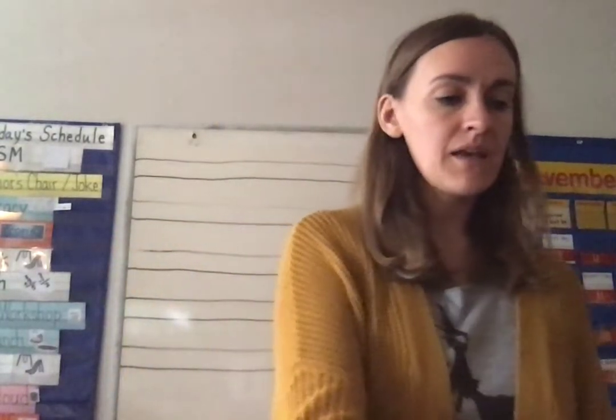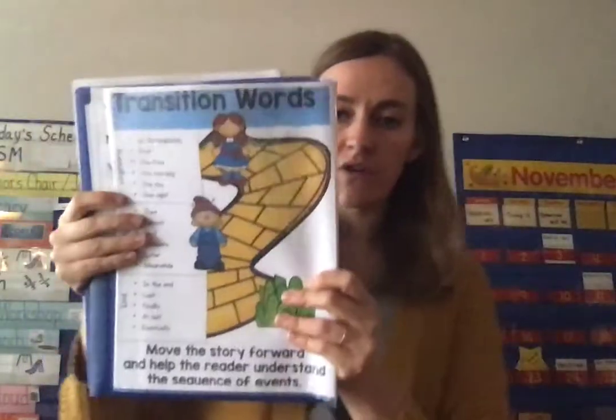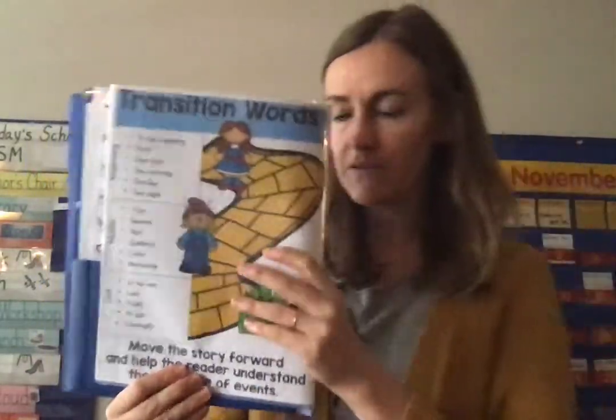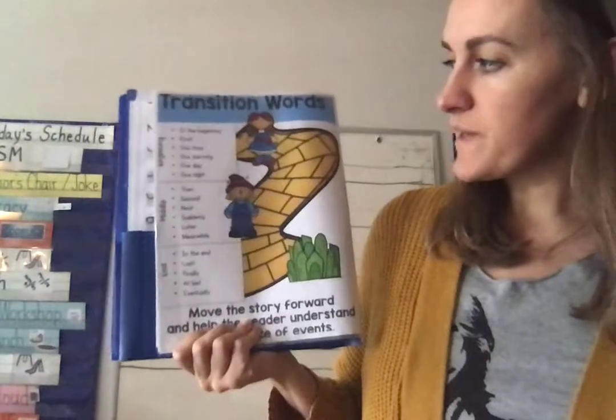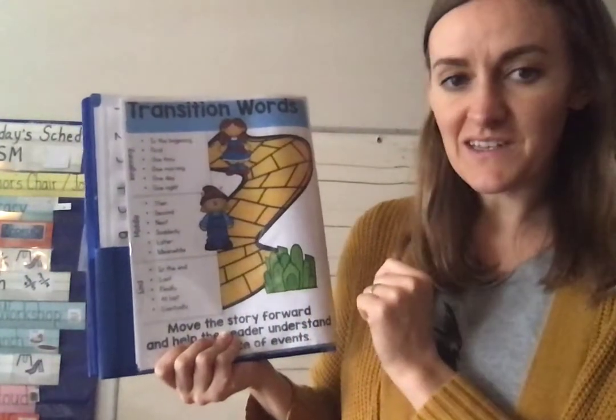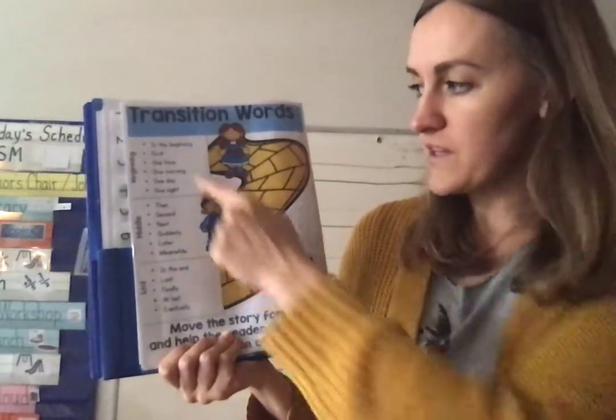Hi, writers. Let's take out our writing folders. We're going to look at a page in our writing folders that's in one of these sleeves, and it is called transition words. We're going to talk about transition words, and I know some of you already know some things about transition words. So on this page, it looks like the Wizard of Oz, right? If you're familiar with that story, the Yellow Brick Road.